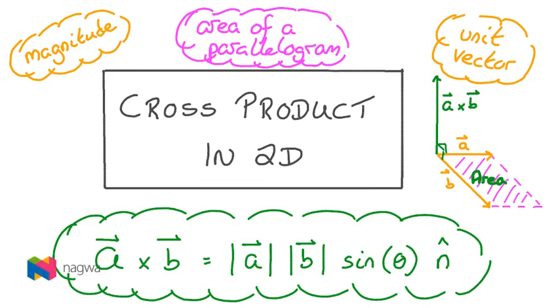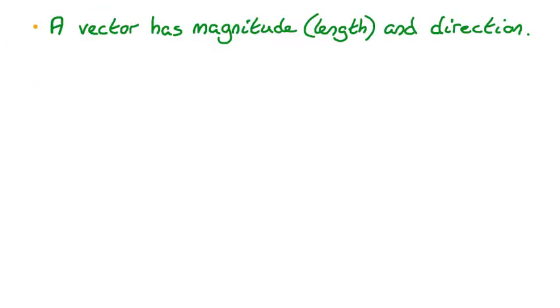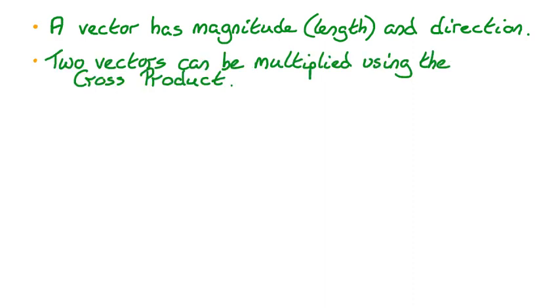In this video we will learn how to find the cross product of two vectors in the coordinate plane. We will begin by defining what we mean by the cross product. We know that any vector has magnitude or length and direction. One way of multiplying two vectors is using the cross product.